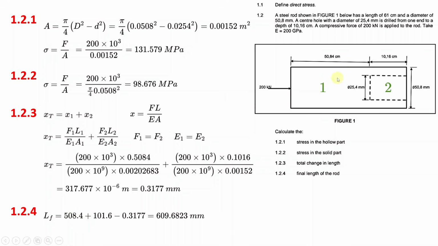Okay, so I took that plus this, and then to that I subtracted the shortening, because this is the total change in length. It is a shortening, and so we need to subtract it from the original length of the object for us to get the final length of the object. And if you do that, what you get is 609.6823 millimeters. This is what the final length of the object is going to be.